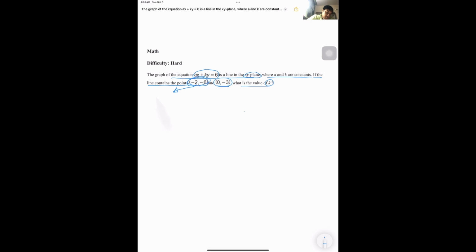Actually we don't have to use two values, so we'll just use one value. So x is 0, so 0 into a plus -3k is equal to 6. Since this is 0, it is -3k equal to 6, or k is equal to -2. Very simple. The other point is just given to confuse us. We don't need to use this.